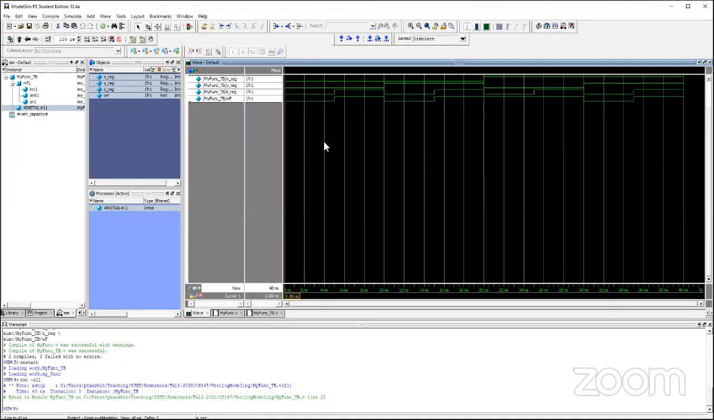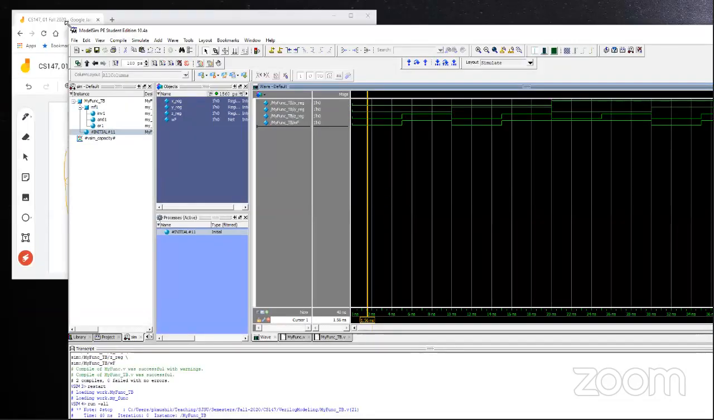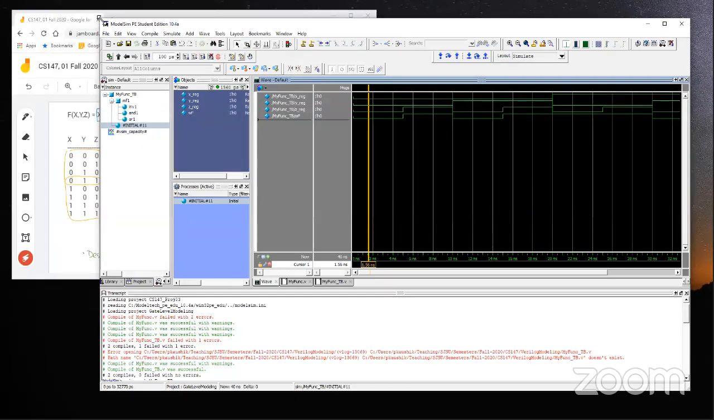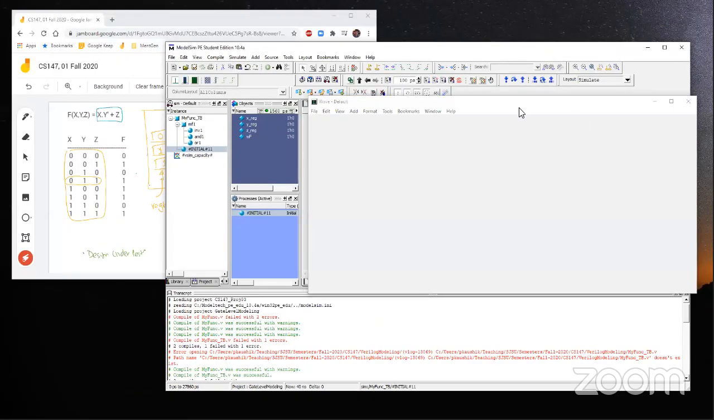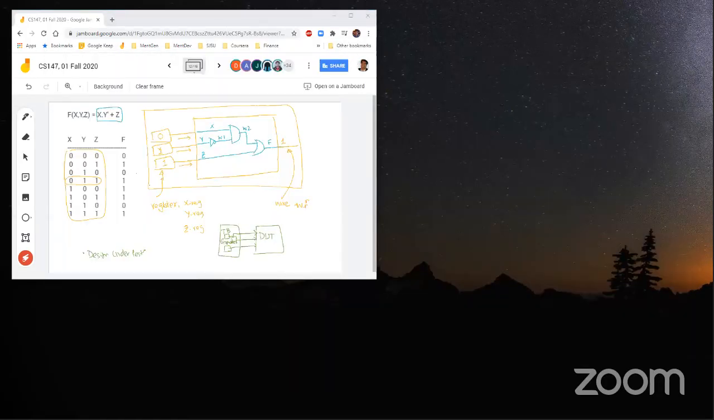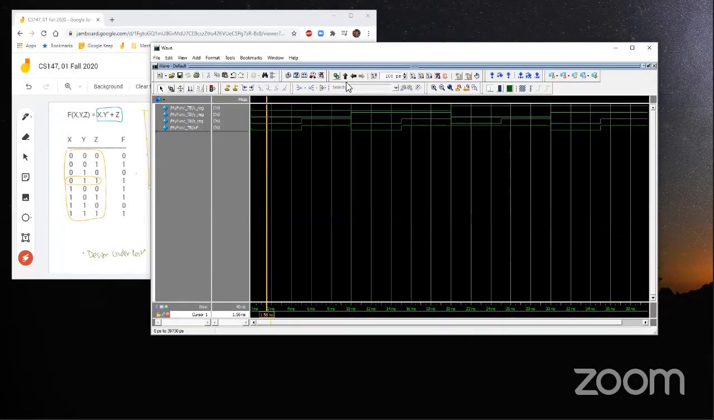Okay, so what we see here, we see that at this point, my XYZ is 0 and my outcome is 0. Let's tally with what we had at the truth table. Okay, let me just undock it. That will be good. Okay. Fit all.